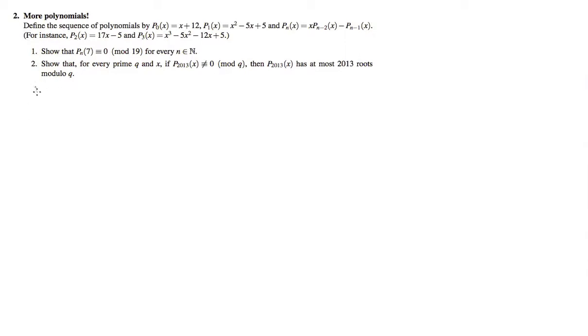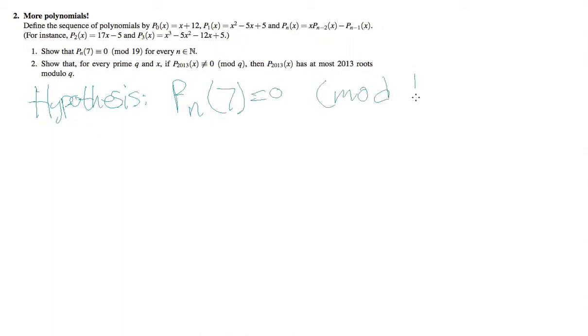So our hypothesis is going to be that Pn of 7 is equal to 0 mod 19, right? Well, we have to check the base cases, right? Here we have two different base cases, P0 and P1, because our recursive definition is P of n is defined in terms of the previous two polynomials. So we have to have two base cases.